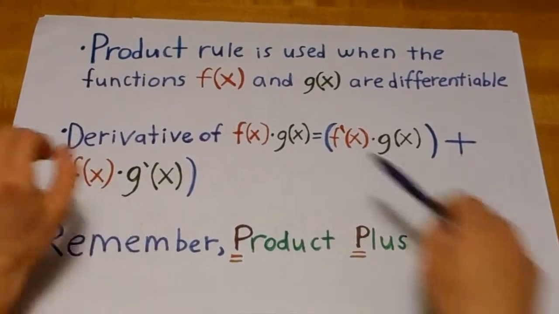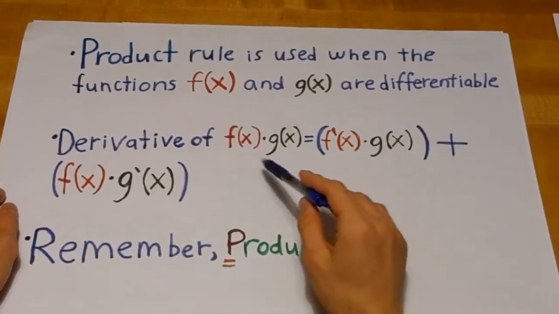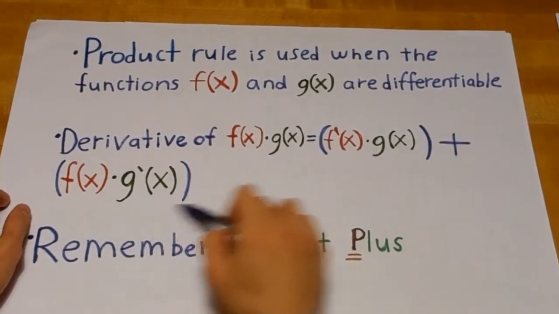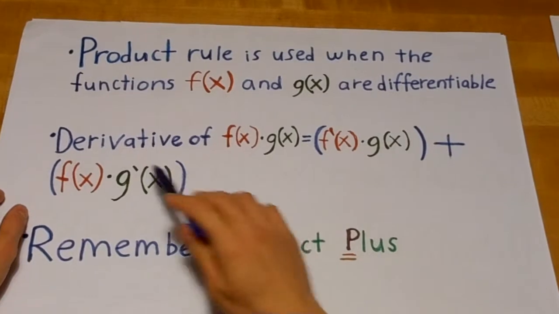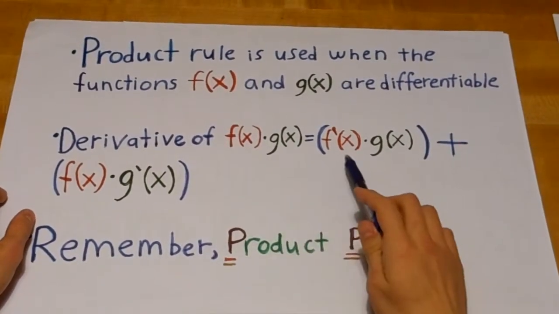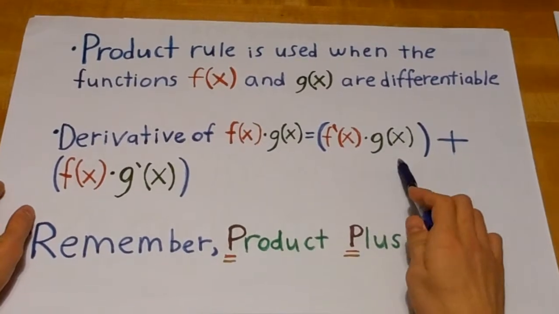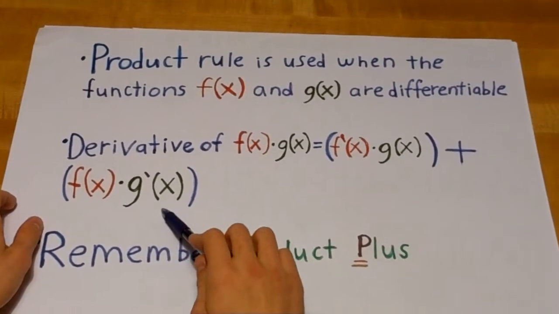Product rule is used when the functions f of x and g of x are differentiable. And so this formula will serve you well, both now and on the midterms, so I would recommend writing it down. The derivative of f of x times g of x is equal to f prime of x times g of x plus f of x times g prime of x.